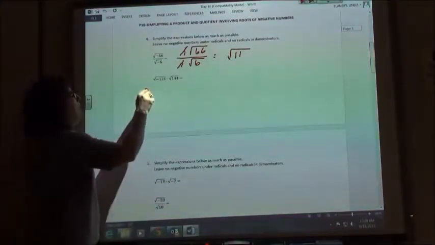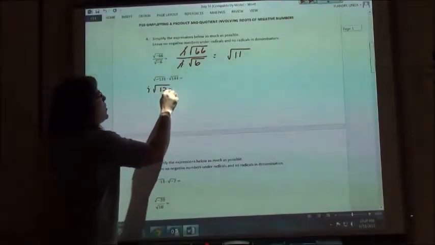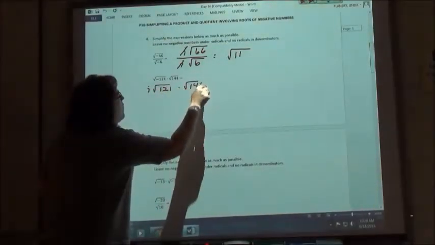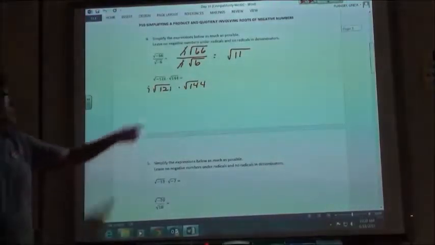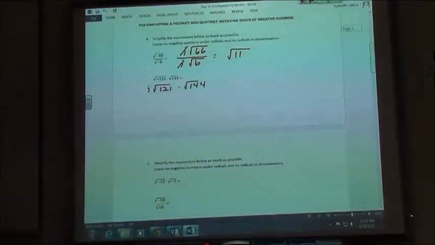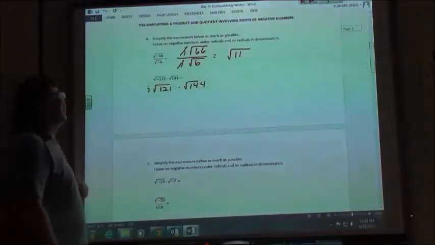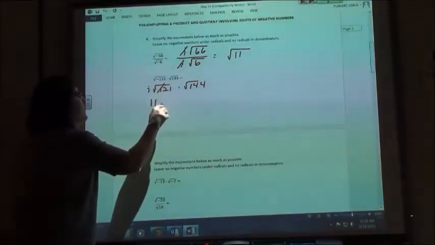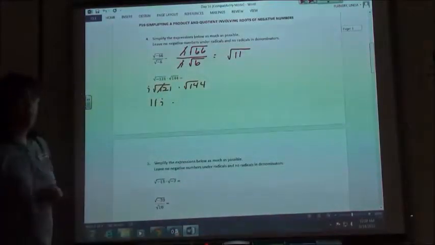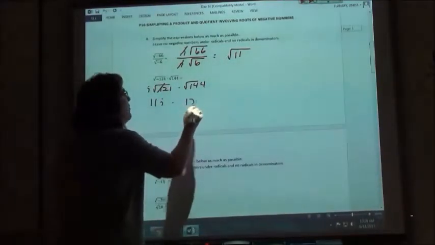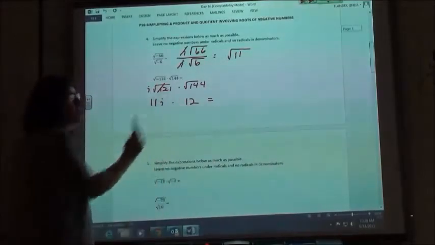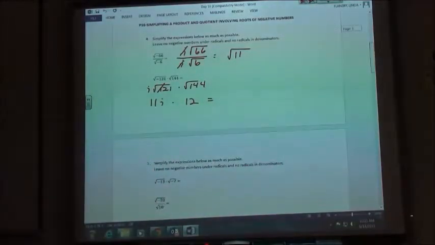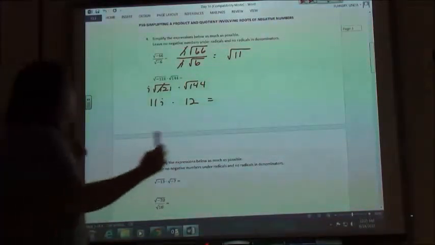Here again, I would make that i square root of 121 times the square root of 144, but then I'd want to simplify those. Those both happen to be perfect squares. The square root of 121 is 11, so that would make that 11i. Square root of 144 is 12, and so I'm going to take 11i times 12, which would give me 132i then, right?